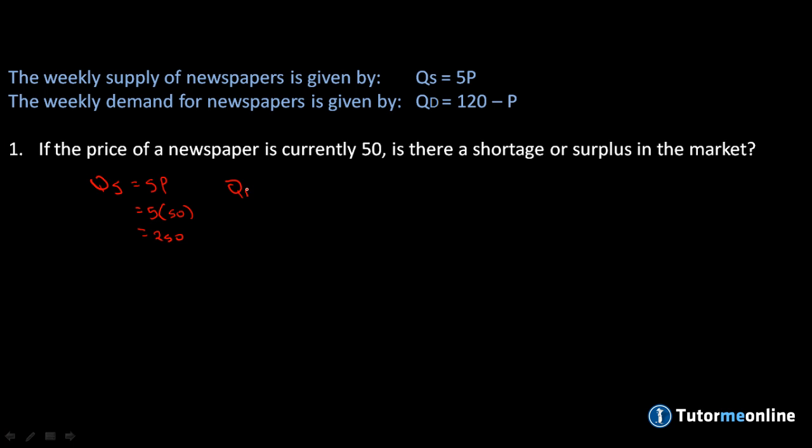Now on our demand side, we say it's 120 minus P, which gives us 120 minus 50. And that's simply going to give us 70. So we find that 250 is greater than 70, which simply means that our quantity supplied is greater than our quantity demanded. And this means that we have a surplus in our market. That is the description of our market.